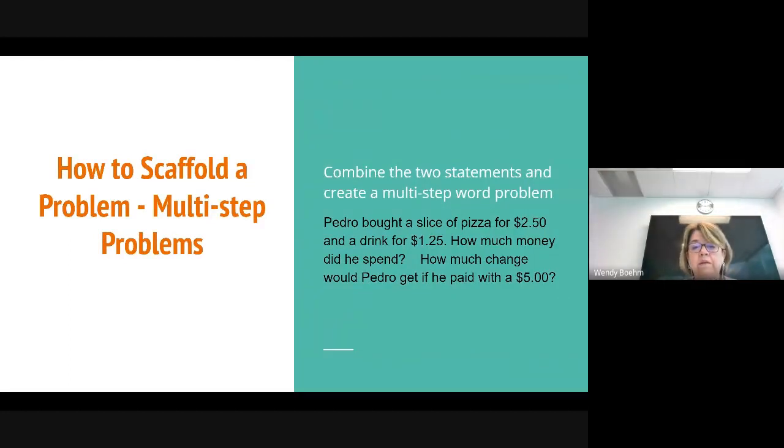We can then combine the 2 statements to create a multi-step word problem. Pedro bought a slice of pizza for $2.50 and a drink for $1.25. How much money did he spend? How much change would he get if he paid with $5? Reminding the students that if you break it into 2 separate steps, it's much easier to solve.